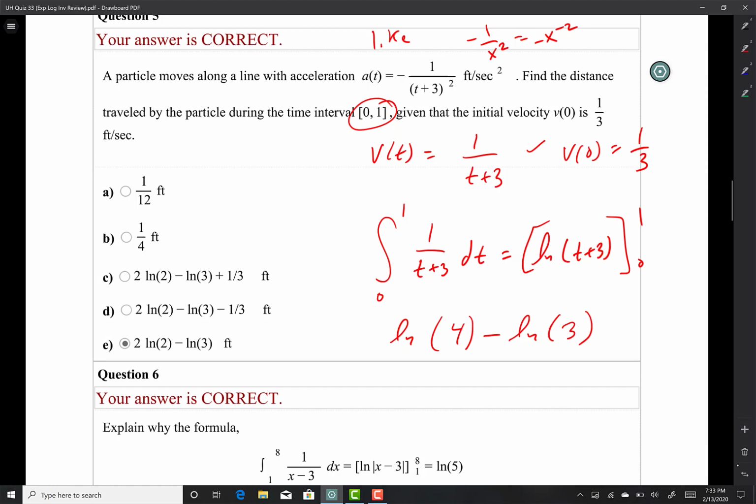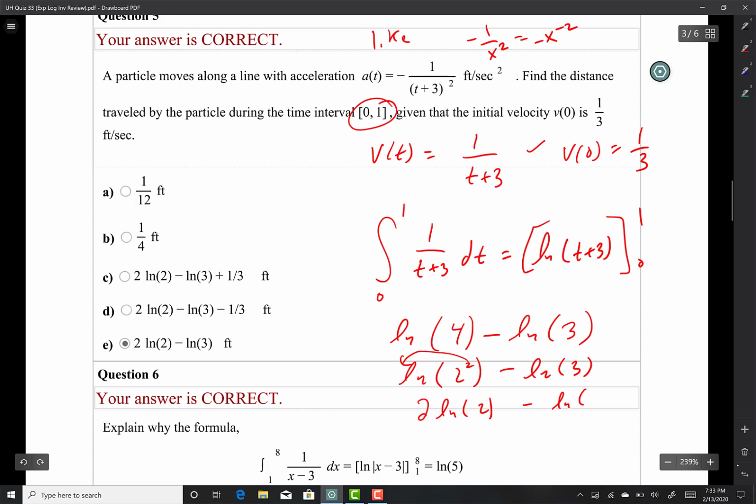And the way they wrote it, this ln of 4 can be written as ln of 2 squared. And 2 squared, you can bring the 2 to the front. So 2 ln of 2 minus ln of 3. So there it is.